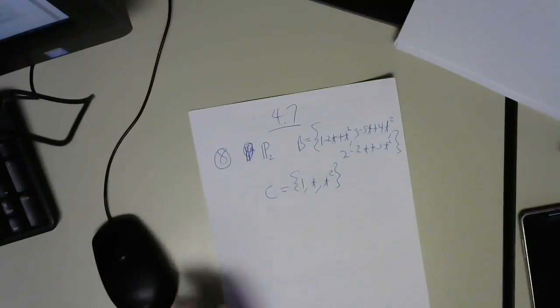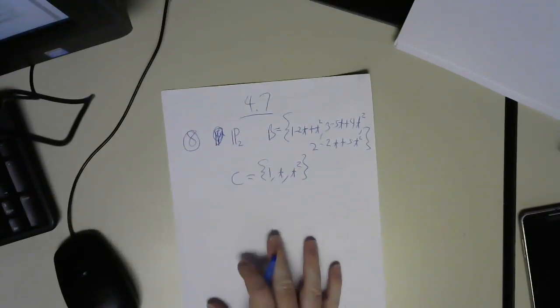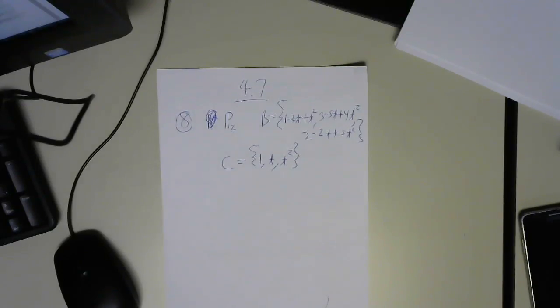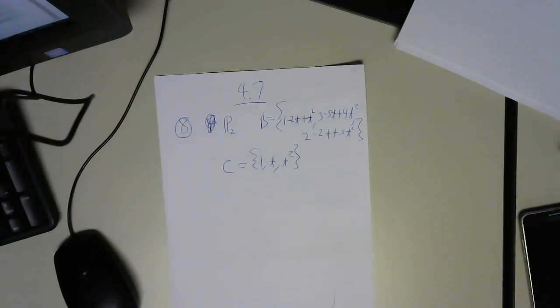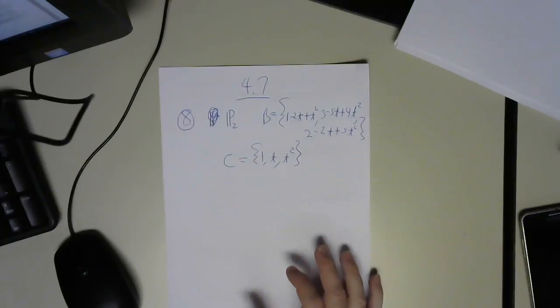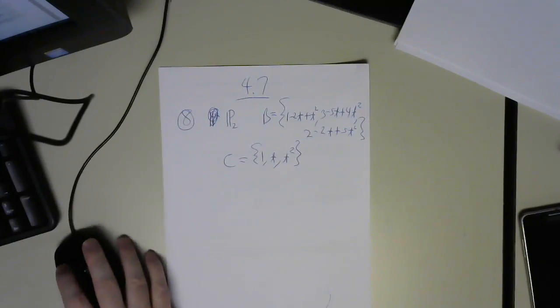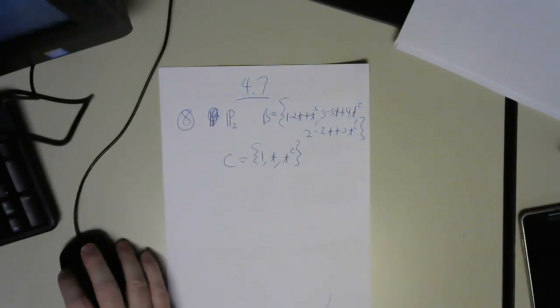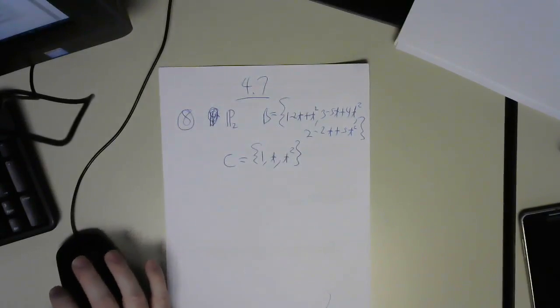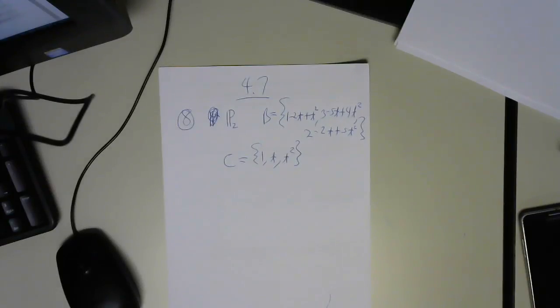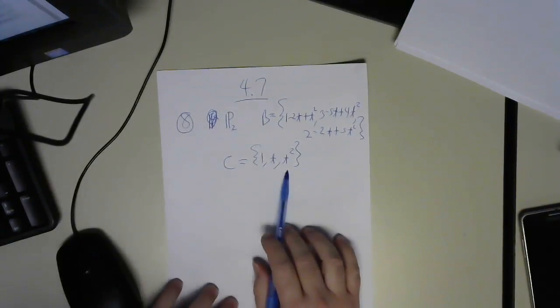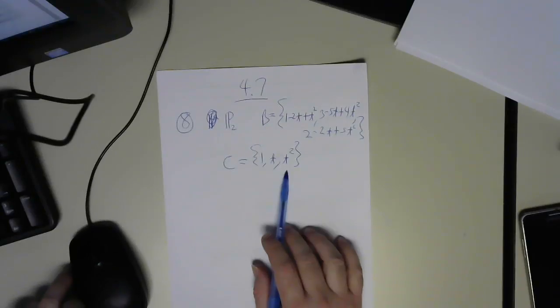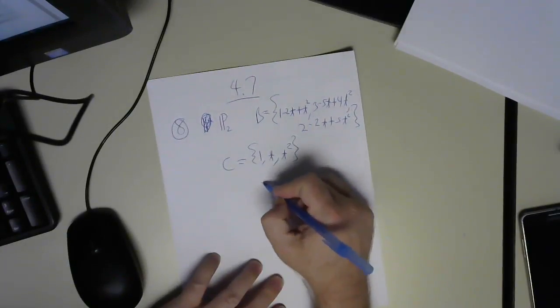Number 8 from section 4.7. This is really just kind of an application of what we did in the first few problems of the section, or I guess a variation of it. Two vectors in P2. I remember that's the set of polynomials of degree 2. So let's read the problem. It says in P2, find the change of coordinates matrix from B to C, and C is the standard basis of P2. And then find the B coordinate vector for this particular vector.